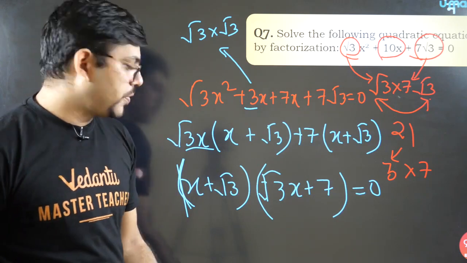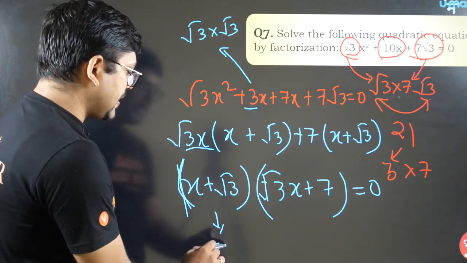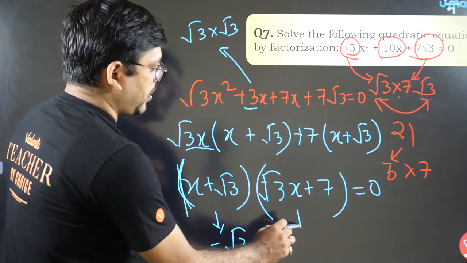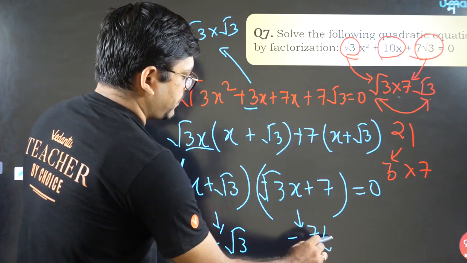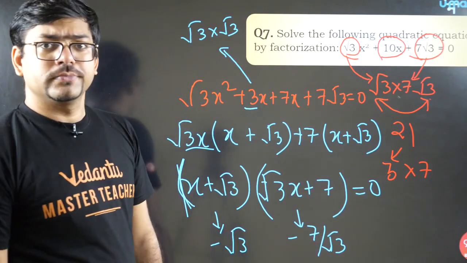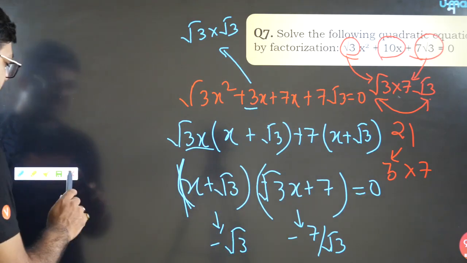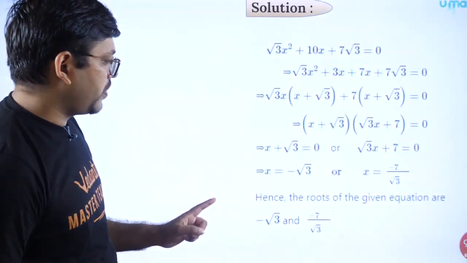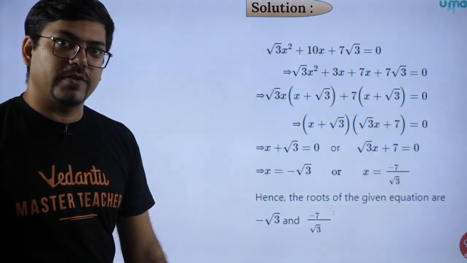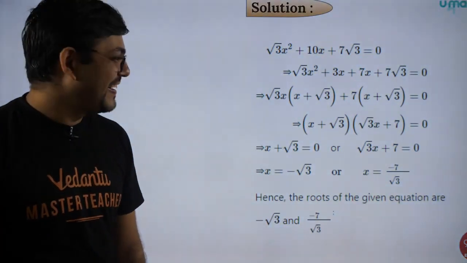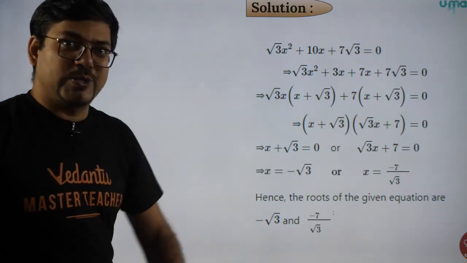Once you find the zeroes of the polynomial, you will get the zero from here as minus root 3, and the zero from here is minus 7 by root 3. Cool? Pretty cool. Okay, you got it? Fine. Let's check the answer as well. Minus root 3 and minus 7 by root 3. Yeah, the same answer, isn't it? Fine. So I hope you all understood that, isn't it?